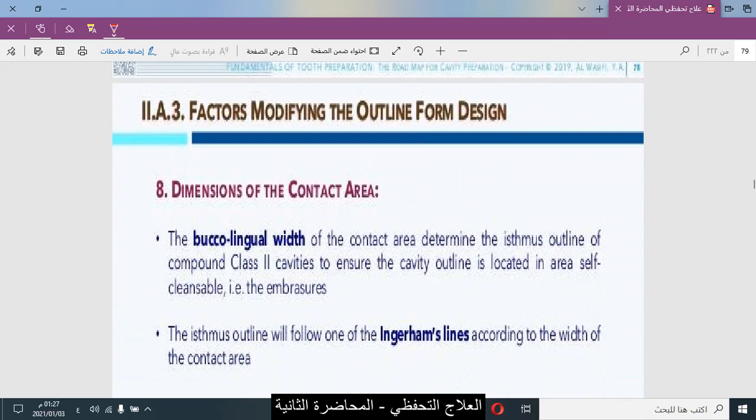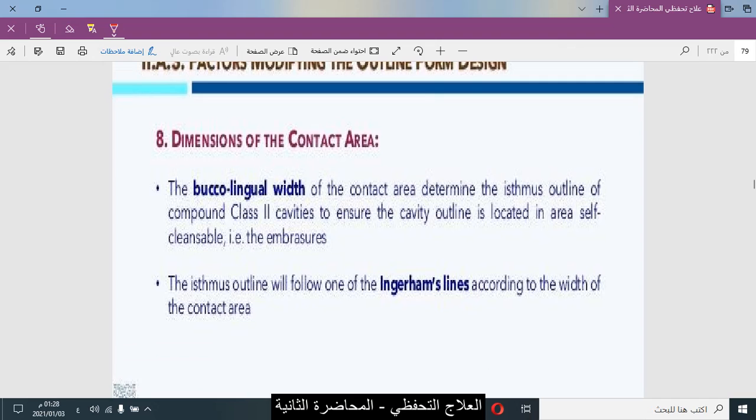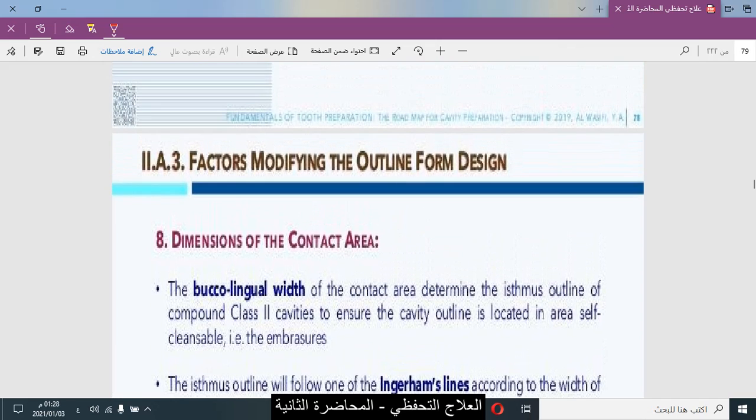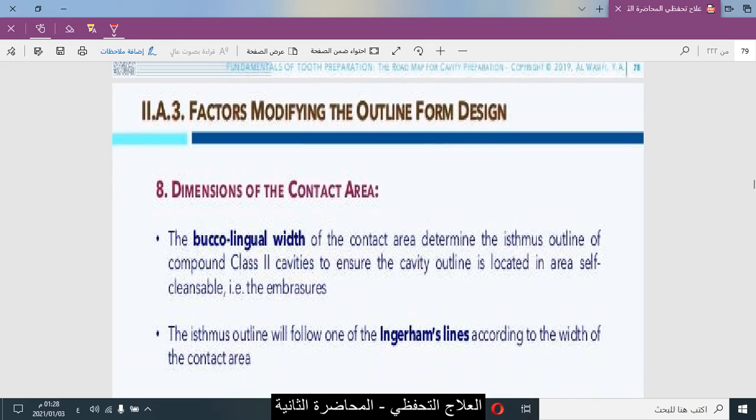Dimension of the contact area, the buccolingual width. The class 2 contact area determines the buccolingual dimension of the class 2 cavity from the occlusal. It is the junction between the axial wall and the occlusal wall of the cavity, known as the isthmus. This isthmus must not be too wide, to ensure retention and resistance form. If the isthmus is widened, there is a possibility of weakening the tooth structure and fracture of the restoration.